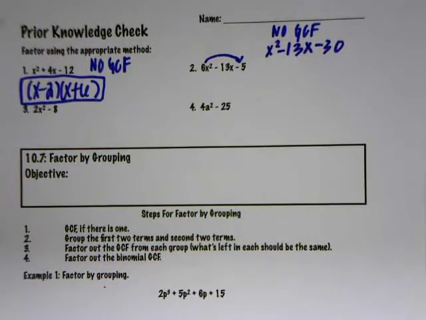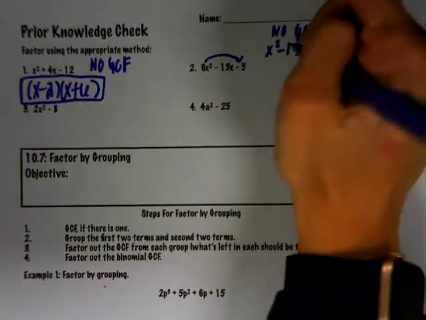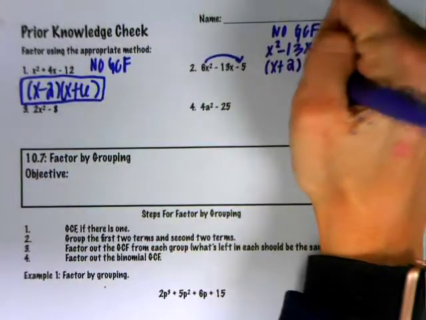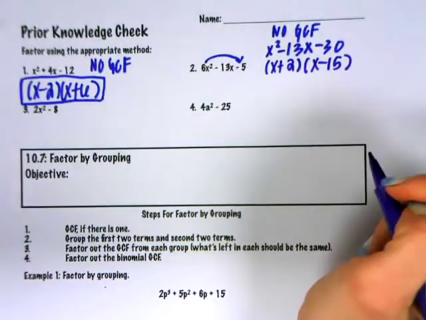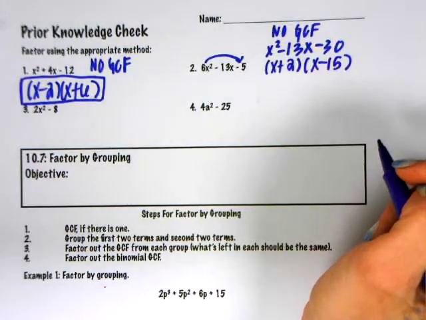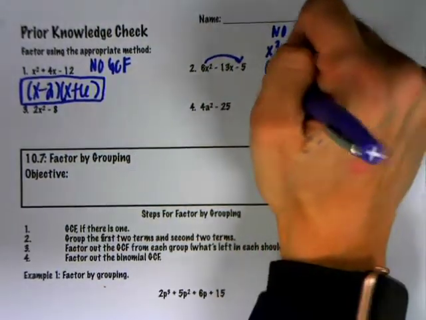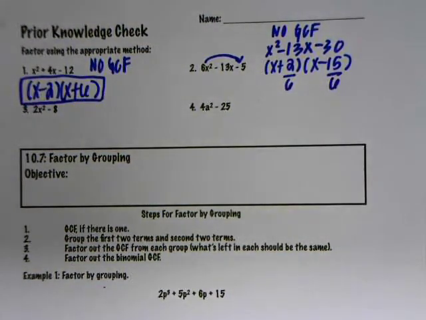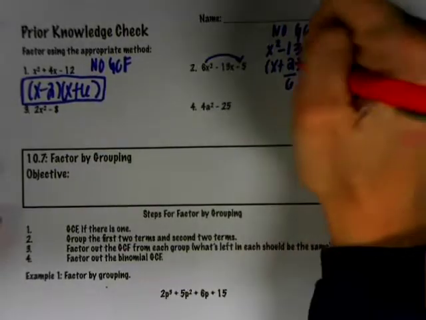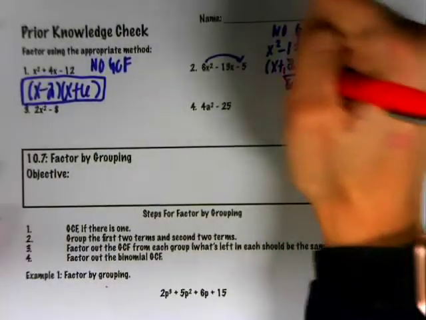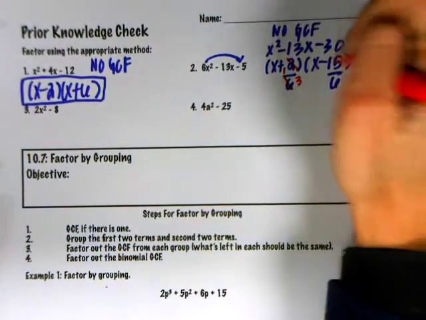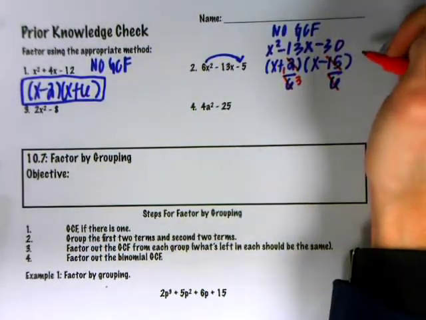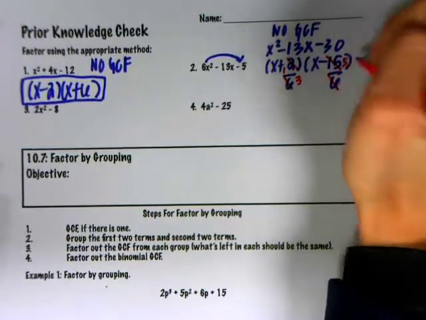And then find the two numbers. 2 and negative 15. So x plus 2, x minus 15. Do you remember what we do next? You take the 6 and you divide by 6. And then you reduce. So 2 over 6 is 1 over 3. What about 15 over 6? 5 over 2.